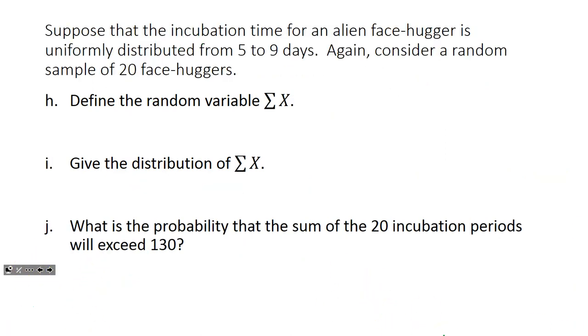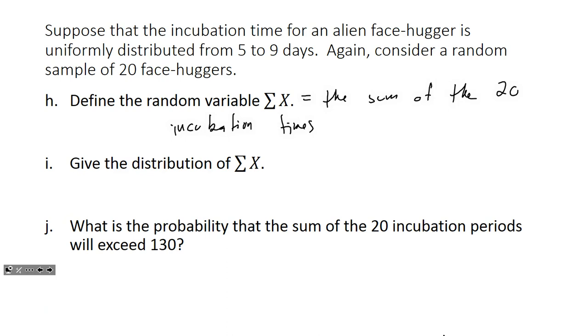All right, I just have one more problem I would like to work with you in this section. It'll be for a sum. So again, incubation time uniformly distributed 5 to 9 days. It's not a normal distribution, it's uniform. We saw previously that if you take a sample, the mean can be calculated by the normal distribution, and so can the sum of all the days. So the random variable here, sum of the x's, defining that in words, it would be the sum of the 20 incubation times, for our particular sample.